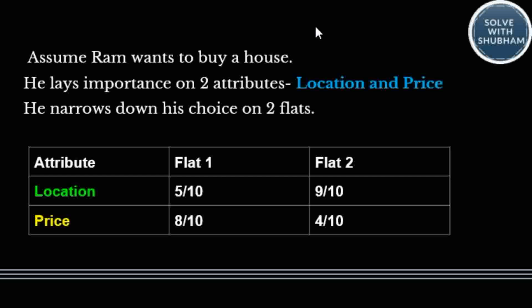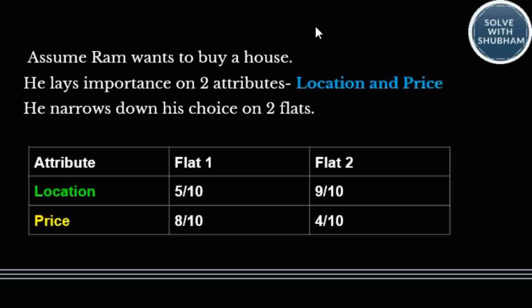Now we are giving rank to these flats based on the chosen attribute. Let's say flat 1, on the basis of location, Ram thought it is 5 out of 10. And flat 2 looked very convenient with respect to the location attribute. So he has given the flat 9 out of 10.